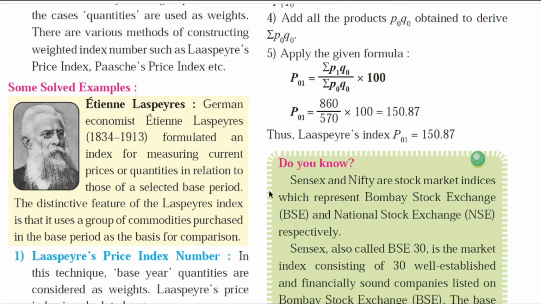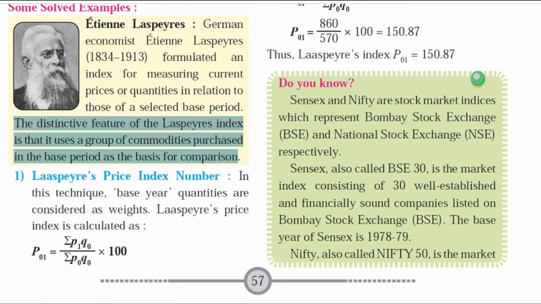Etienne Laspeyres. Yes, my dear students, German economist Etienne Laspeyres formulated an index for measuring current prices or quantities in relation to those of a selected base period. The distinctive feature of the Laspeyres index is that it uses a group of commodities purchased in the base period as the basis for comparison. So basically, in the Laspeyres style of weighted index number, the group of commodities purchased in the base period is taken as the basis of comparison.